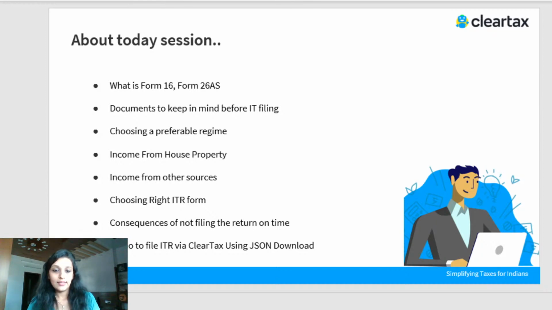And at the end, the consequences of not filing the return on time will be followed up with a demo of how you yourself can file your income tax return in just a few minutes via the ClearTax portal using JSON download. So this will end with the question and answer session.